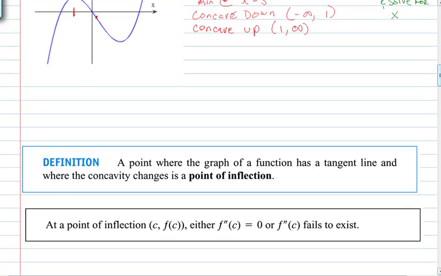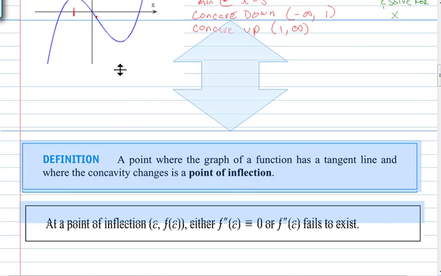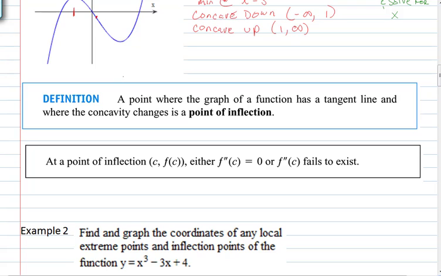Oh, well, now they give us the definition for a point of inflection. It's not really the best order. Point of inflection is where the graph of the function has a tangent line and where the concavity changes. Point of inflection is where the second derivative is either equal to 0 or fails to exist. So it's kind of like a critical point, only for the second derivative.